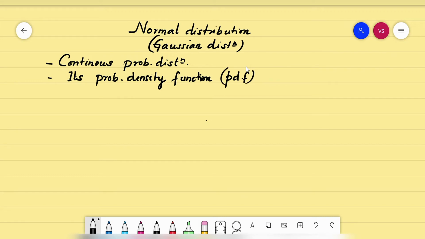So the PDF of a normal distribution is given as f of x. Sir, why f? Why can't it be p? Yes, it can be p, no problem. You can use p, but there should be a difference between a discrete probability distribution and a continuous probability distribution. To identify whether it is continuous or discrete, the term f is used, students.